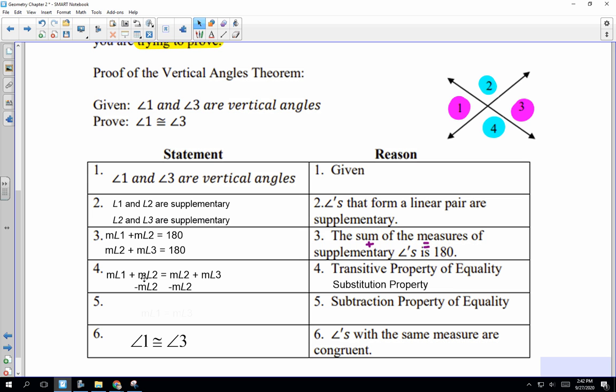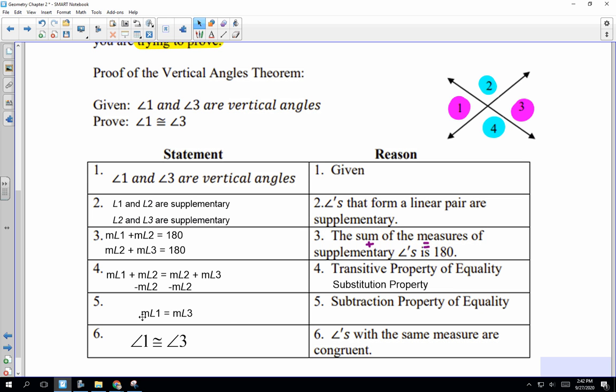You're saying I could subtract the measure of angle 2 from both sides? That's not even a math thing. This is just a chunk of letters and numbers. How dare you? And I say, it's okay. As long as it's all chunked together, you can subtract it from both sides. So we subtract the measure of angle 2 from both sides, and we have the measure of angle 1 is equal to the measure of angle 3 by the subtraction property of equality.